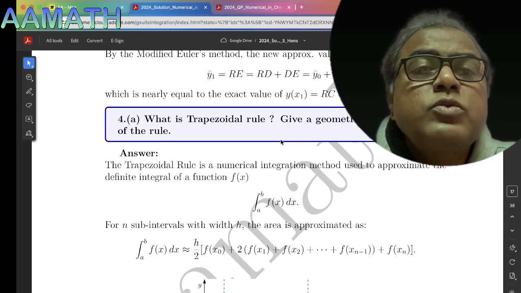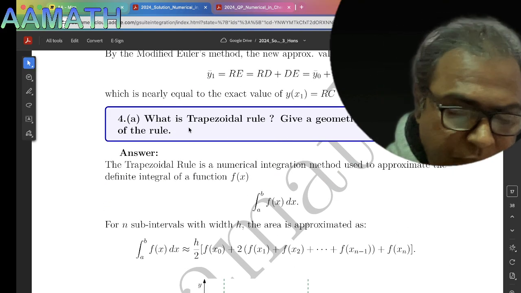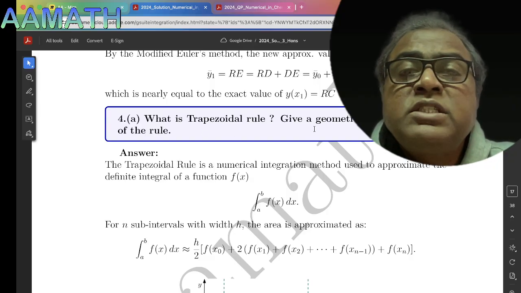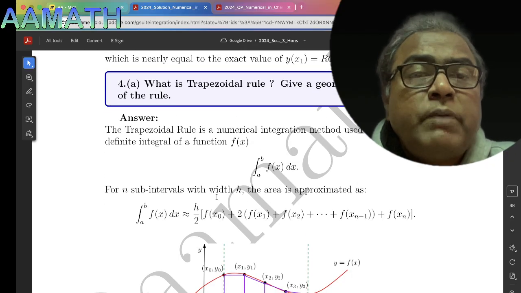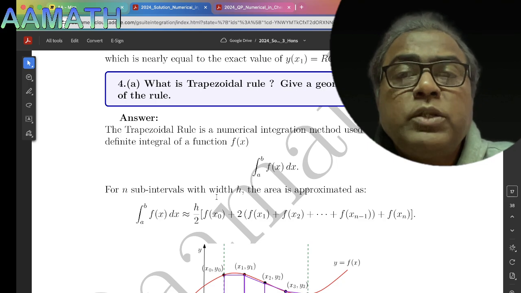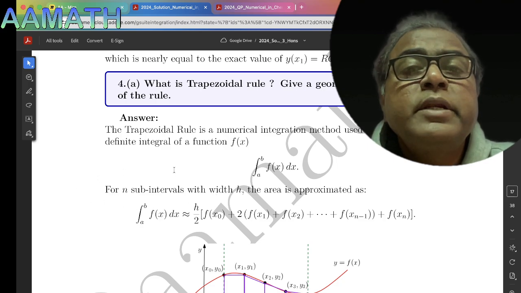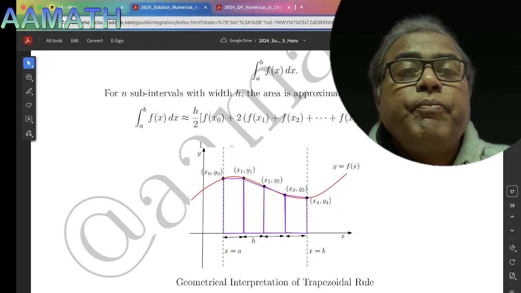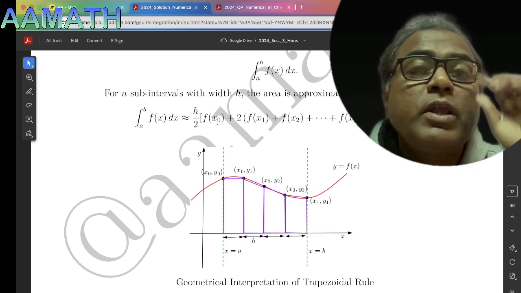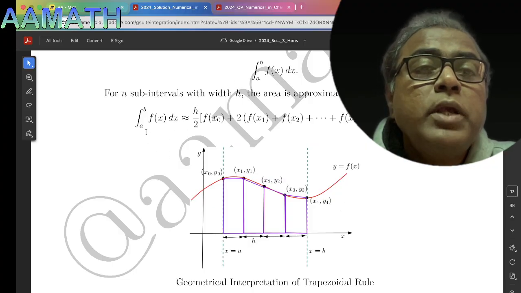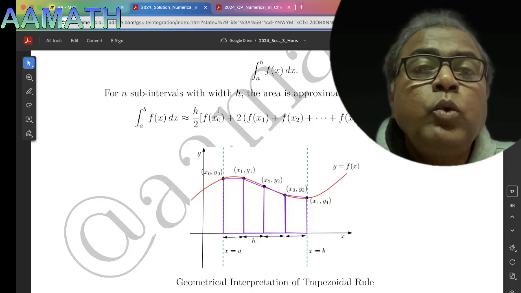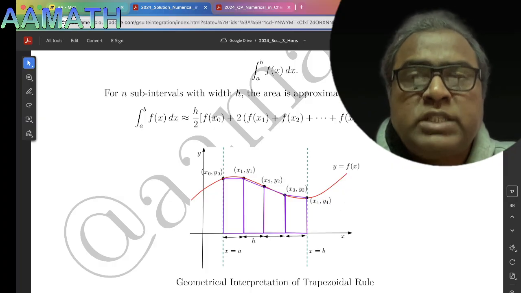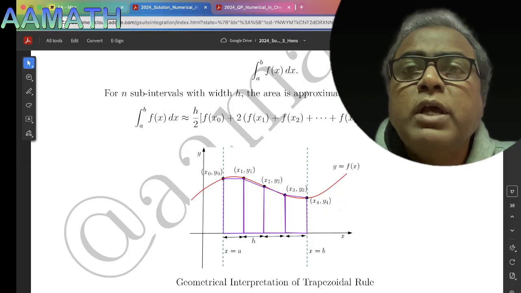So next question, question 4a. What is the trapezoidal rule? Give a geometrical interpretation of the rule. The trapezoidal rule is a numerical integration method used to approximate the definite integral of the form integral from a to b of f(x) dx, in subintervals with the step length h. This is approximately equal to h/2 times [f(x0) plus 2 times (f(x1) plus f(x2) plus ... plus f(x(n-1))) plus f(xn)].